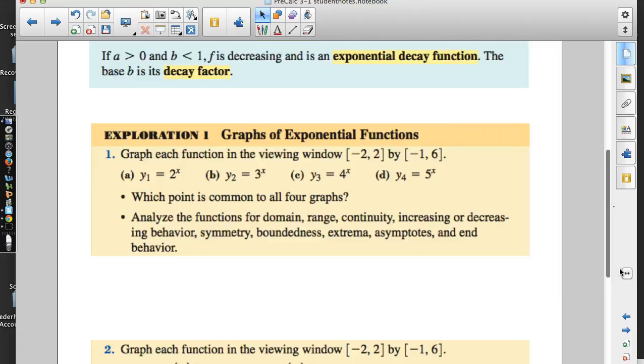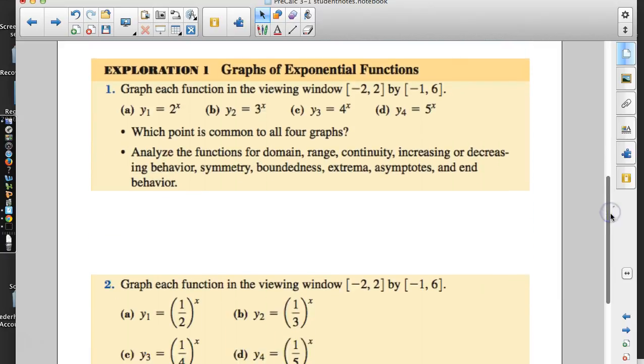Zoom 6. 2 to the x, 3 to the x, 4 to the x, and 5 to the x. And we can see the overall behavior, just because they're positive, is the same. So we're supposed to analyze this for domain.